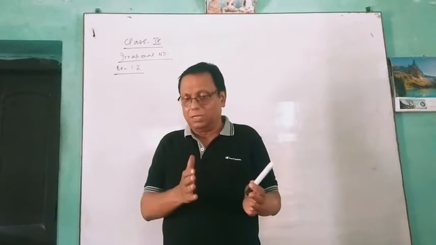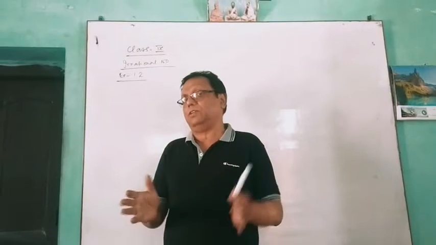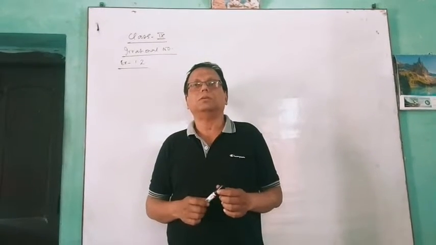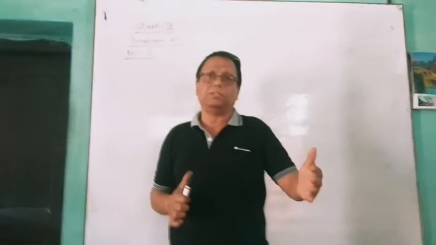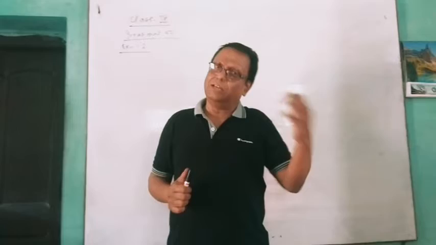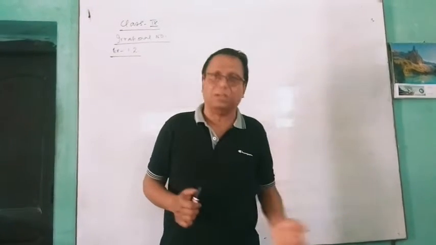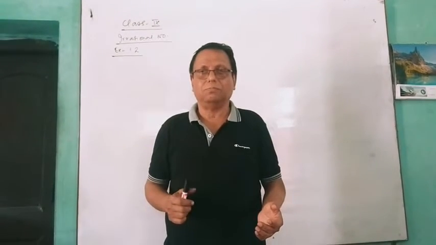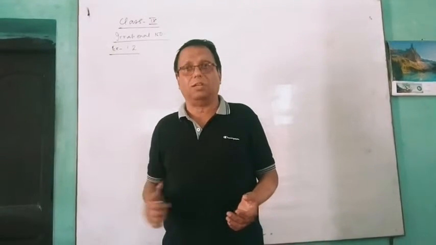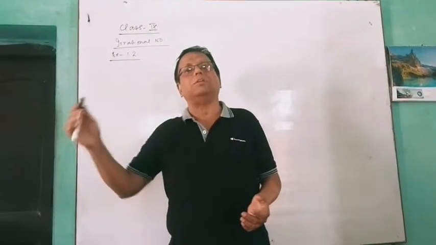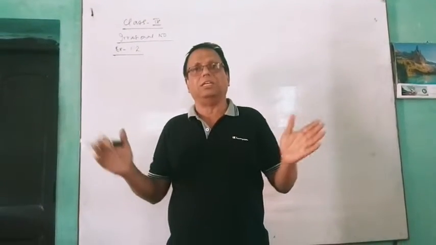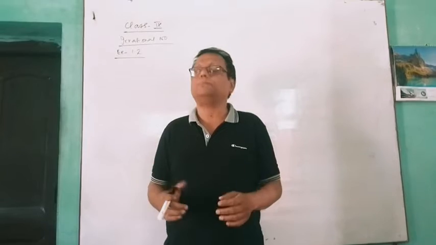Now the second difference between rational and irrational number is that the decimal representation of rational numbers will either be terminating or non-terminating repeating, and the decimal representation of the irrational number is always non-terminating, non-repeating. We will learn it in details later on.